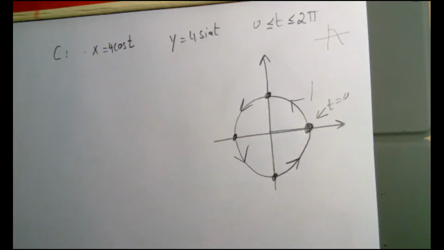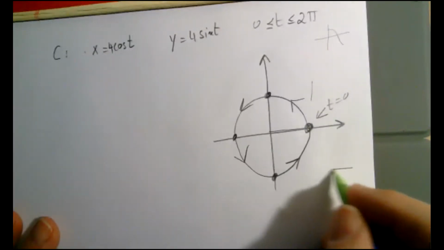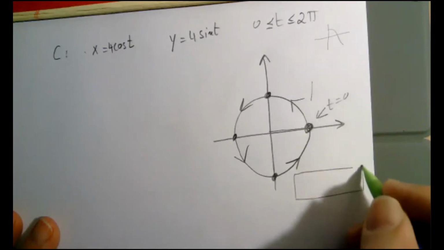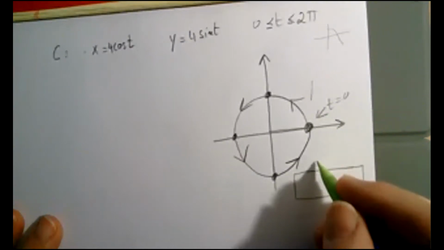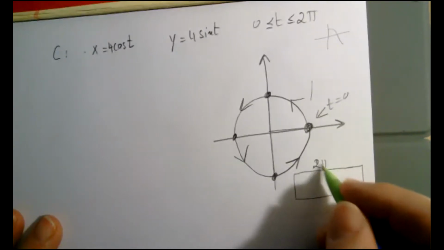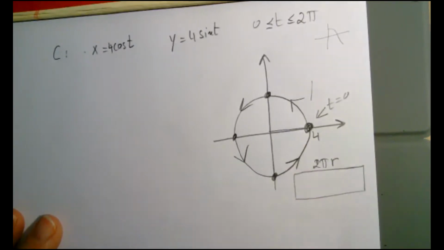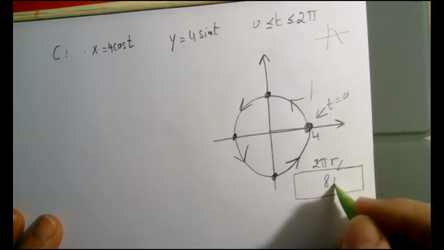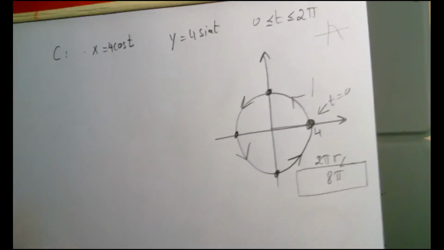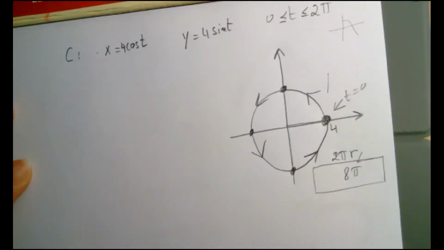So what's the length? Now we know the length of the circle, but we're going to use the formula just to make sure that that's exactly what it is. The length of the circle is 2 pi r. In my case, that's a circle of radius 4. So if I compute the length, we should have 8 pi. Now let's check that that's what we get using the formula.